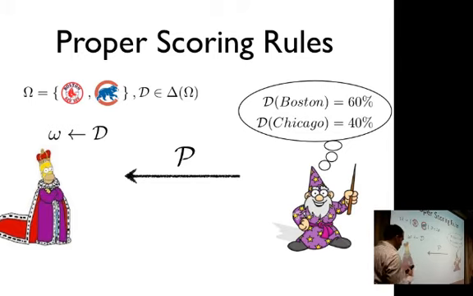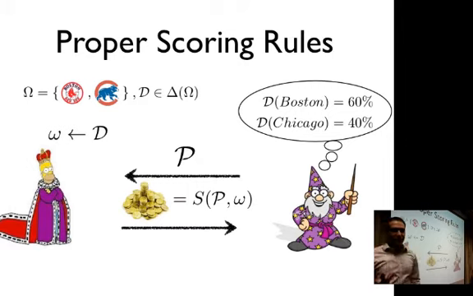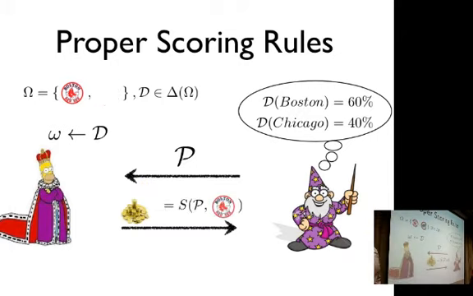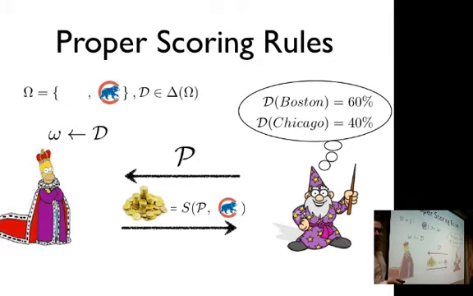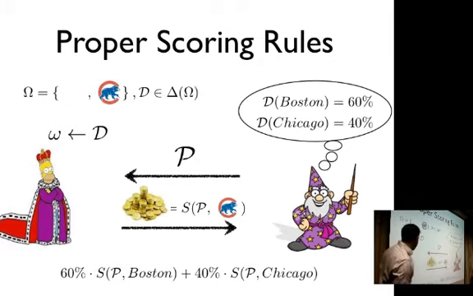And so tomorrow we both watch the baseball game and we see that the Cubs actually won. So given the expert's prediction P and the true outcome that got realized, we can give the expert a reward, which is a function S of the observable outcomes. So if Boston wins, he gets some reward. If Chicago wins, he gets some different reward. And the expert's utility is just the probability that Boston wins times the reward he gets if Boston wins, plus the probability Chicago wins times the reward he gets if Chicago wins. And he wants to choose his prediction to maximize this expected reward given the rule that's being used to reward him.